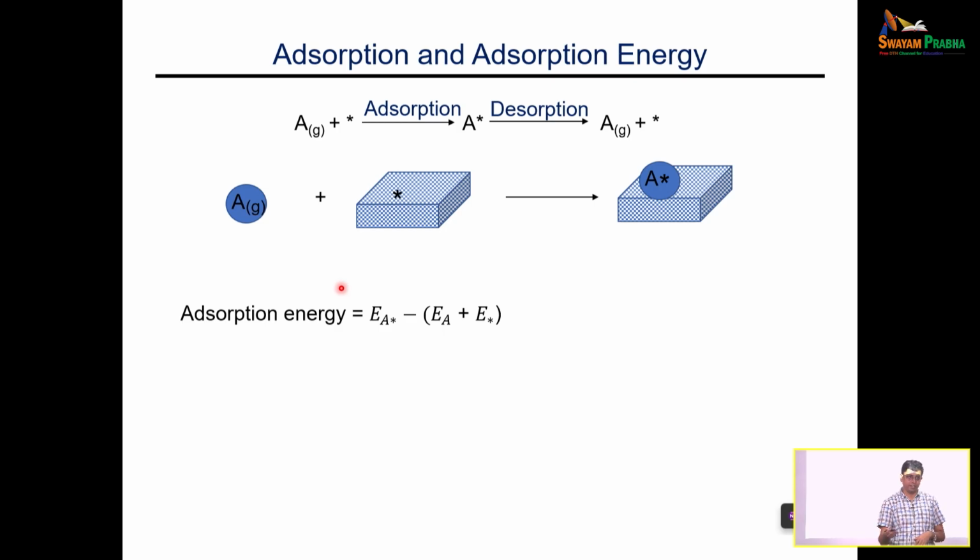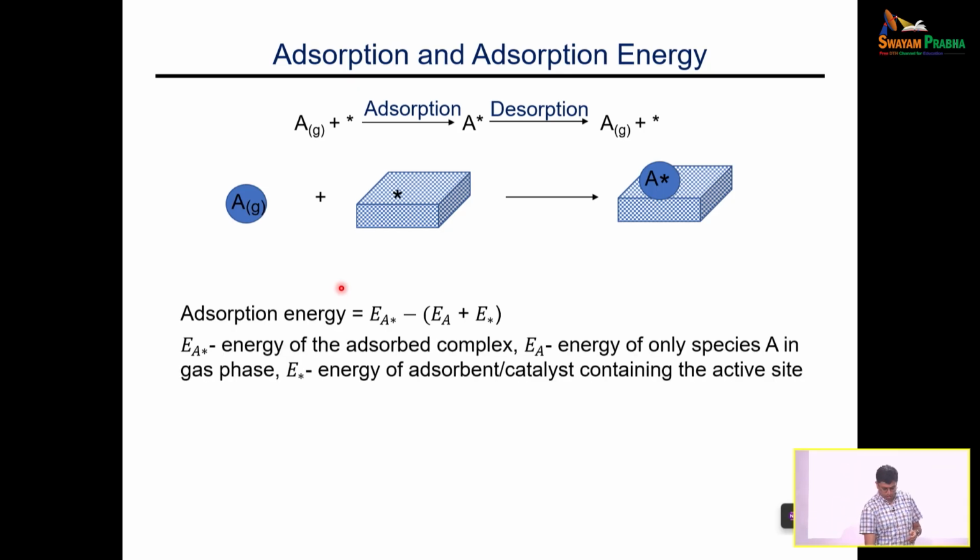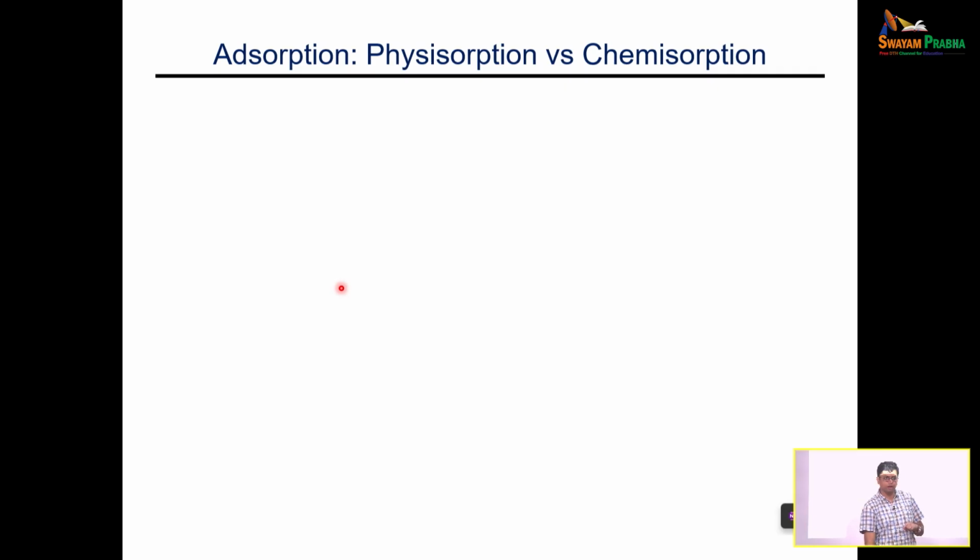If this is negative, we say that that's favorable adsorption, and in reality adsorption is expected to be releasing heat, or the reaction is supposed to be exothermic. If it's positive, you don't expect the adsorption to happen, and that's something that you don't expect to see. So this is the definition that we're going to look at.